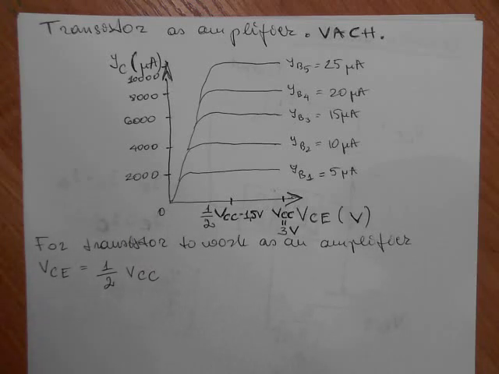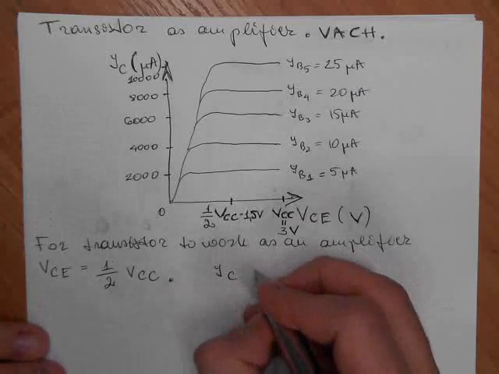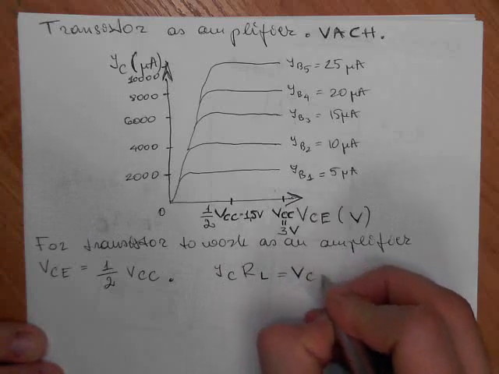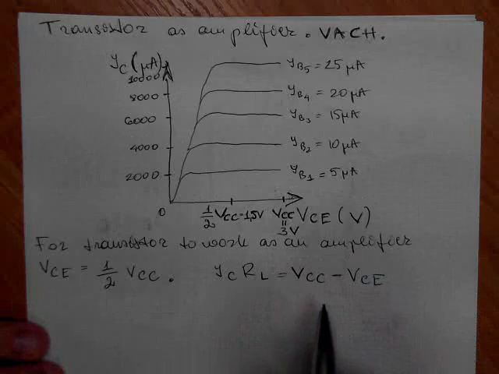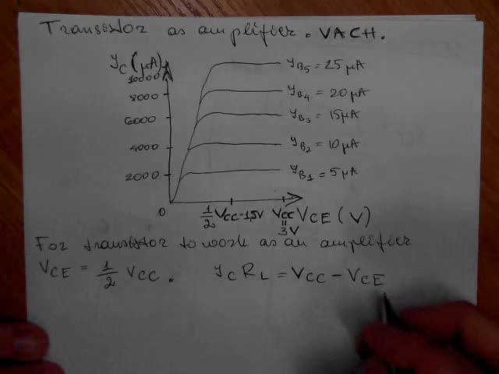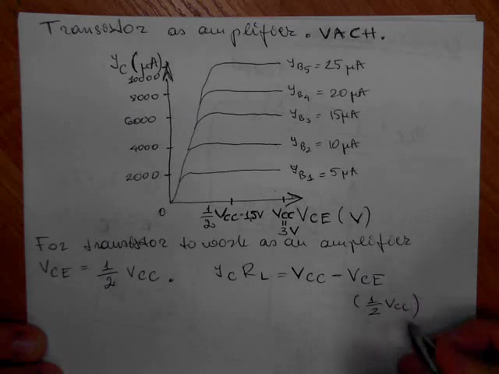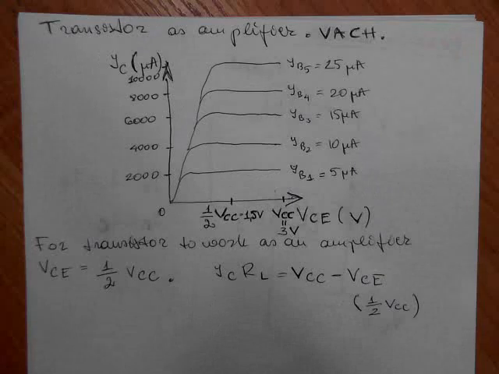Why is this? This comes from the equation IC times RL, it is VCC minus VCE. So it means that we adjust this VCE to be a half VCC. So why is that?